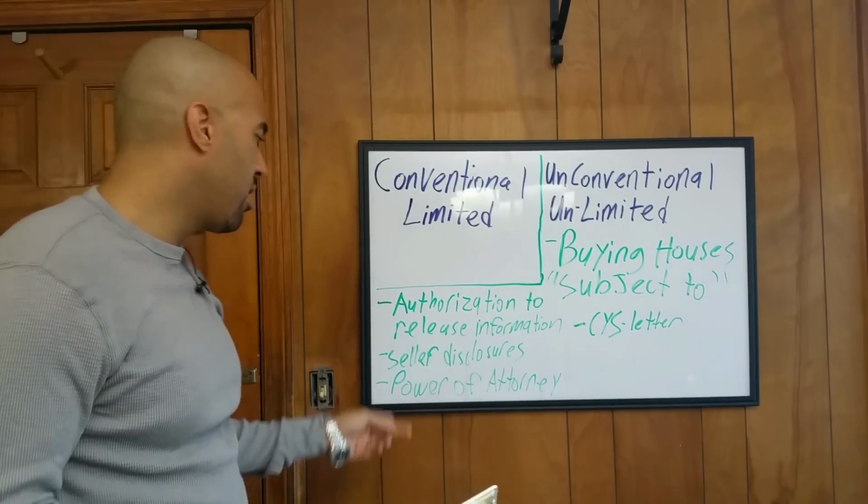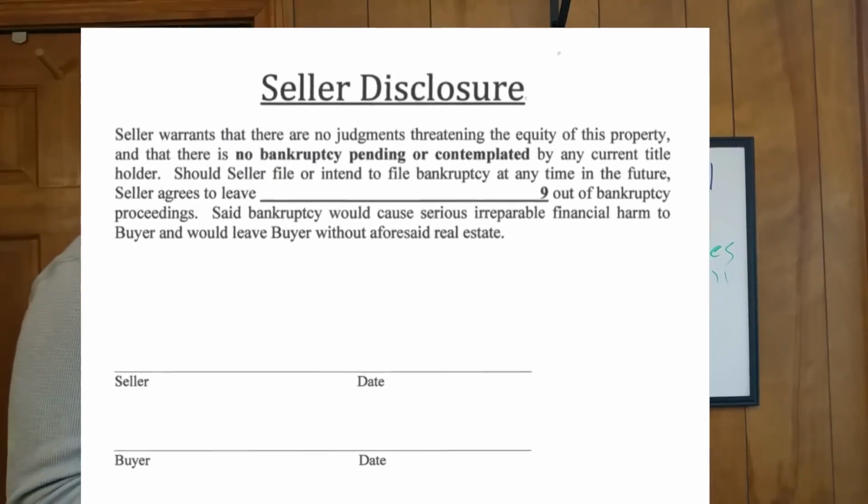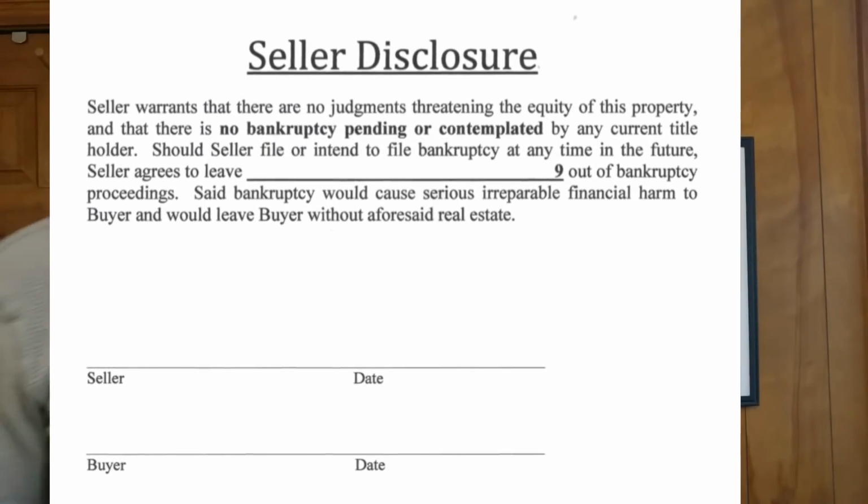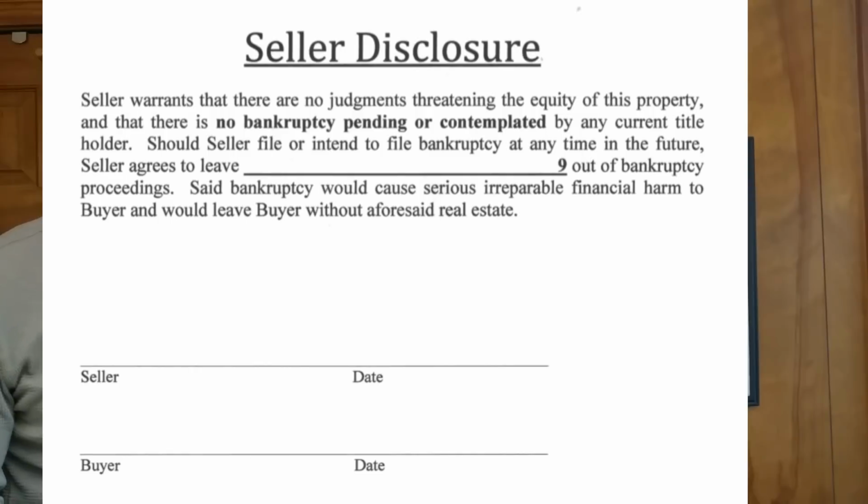The next document is your seller disclosures. This is one I found out about from Peter Conti. Thank you, Peter, for coming up with this one. It basically says the seller knows that we're buying this property subject to, and they don't have a bankruptcy pending, or aren't even contemplating filing a bankruptcy. What will happen if your seller files bankruptcy and includes that loan that you just took over? It's going to wipe that loan out, and you're going to have to go get new financing.